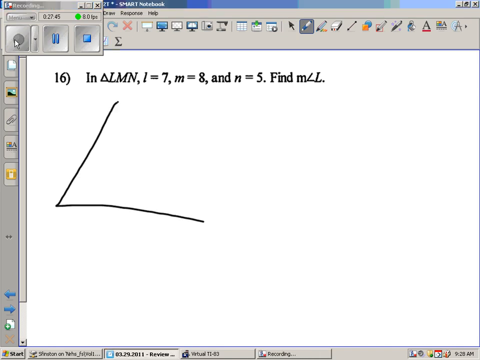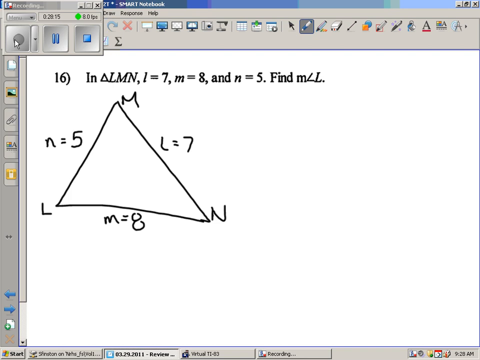Up, LMN. L, M, N. Well, we're screwed. We got no angles. That's bogus. We don't even have a right triangle. We are in big trouble. Big, big, big trouble. Law of cosines.